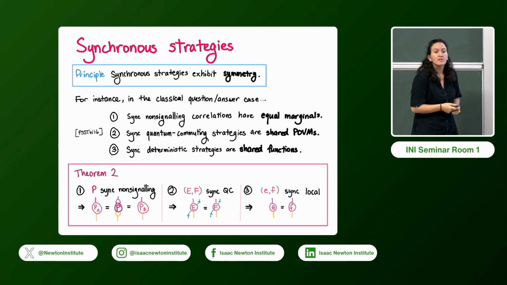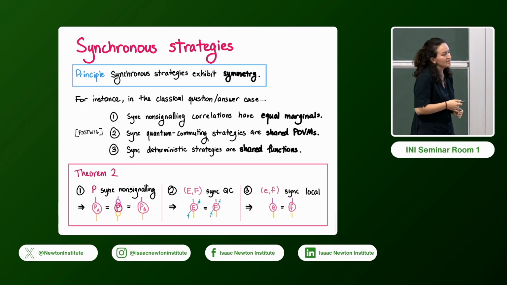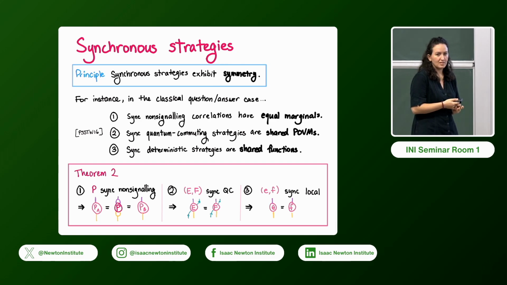Sorry, can I ask a question here about the second one? I'm a bit confused. If Alice and Bob have shared POVMs in a quantum commuting setting, doesn't that mean that everything commutes with each other?